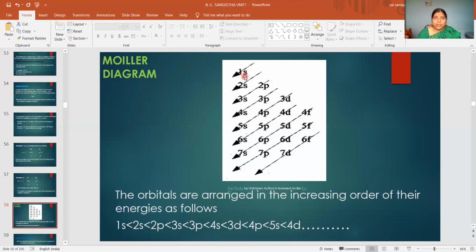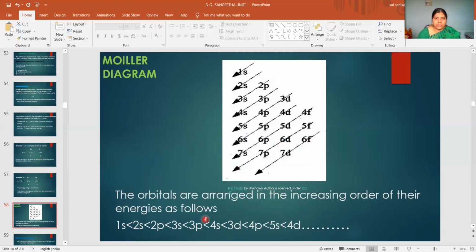After 1s, the electron will enter 2s. Then you don't come here, you go here. 1s, 2s, 2p, 3s. Then again don't come here, then 3p, 4s, 3d, 4p, 5s, then 4d, 5p, 6s, then 4f, 5d, 6p, 7s, then 5f, 6d, 7p, 8s, like that, 6f, 7d, like that. So the orbitals are arranged in the increasing order of their energies as follows.